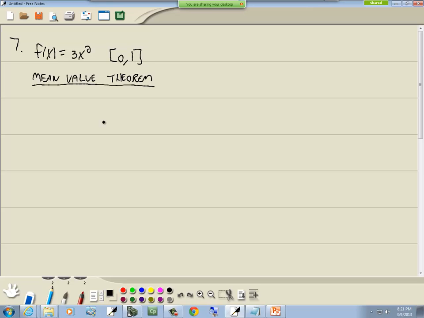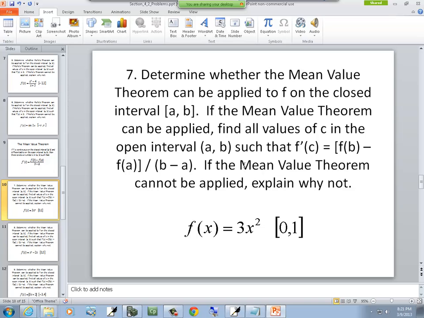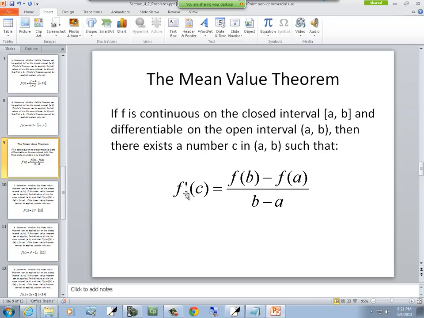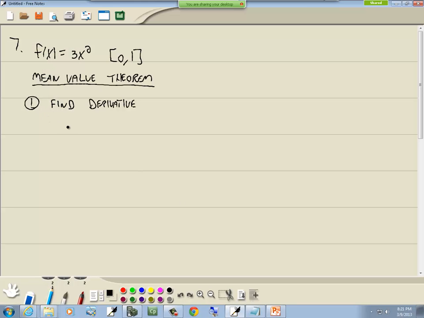Okay, so mean value theorem. Step 1. We're going to find our derivative. That's what this says, f prime. So f prime, if you've got an exponent, again, take your power, put it out in front, lower your power by 1, which gives us 6x.